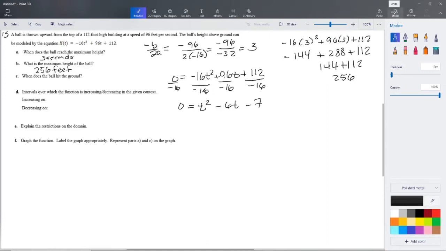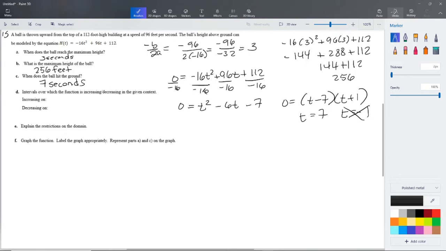This is going to be factorable too, right? Because the factors of 7 that make 6 are 7 and 1. So 0 is going to equal t minus 7 times t plus 1. Which means that t is either equal to 7 seconds or t is equal to negative 1 seconds. Obviously, t can't equal negative 1 seconds, but it can equal 7 seconds. So when does the ball hit the ground? 7 seconds. That's how long its flight is for.